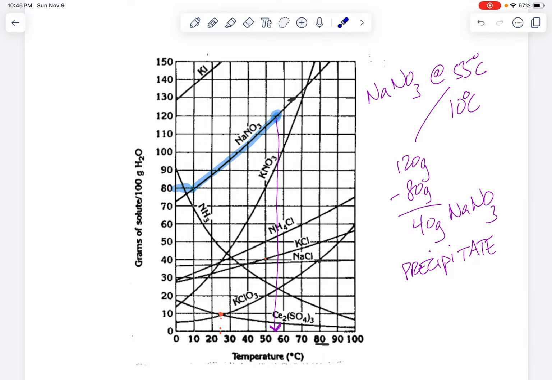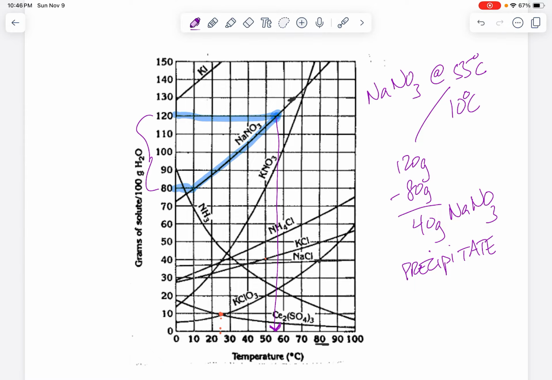We could have asked a similar question if we had started at 10 degrees with a saturated solution and we raised that temperature to 55, how many more grams would we need to dissolve? And again, it's just the difference. So we're finding the difference between how many grams can dissolve at that point, which is about 40 grams. All right.